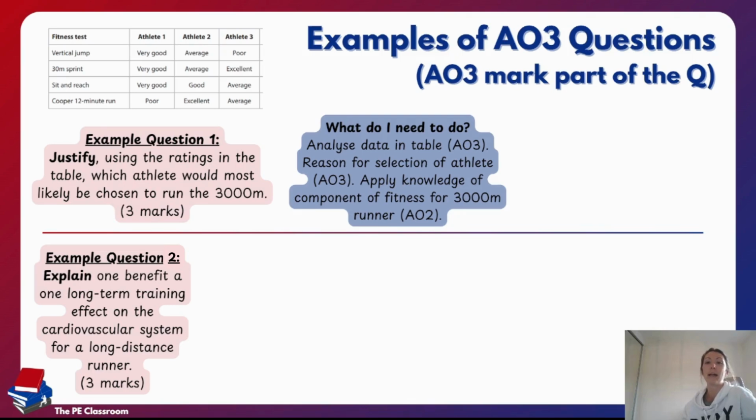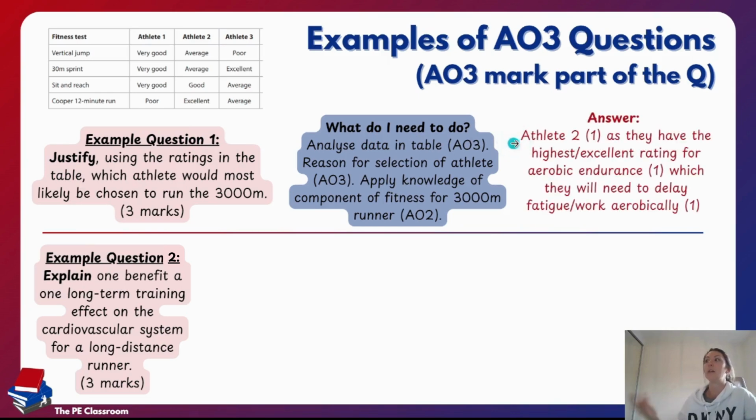So essentially you're being asked to link the 12-minute Cooper test result to what a 3,000 metre runner would need, and that is obviously aerobic endurance. So essentially linking the Cooper test for aerobic endurance and knowing that aerobic endurance you need for a 3,000 metre race. So applying that knowledge basically. For the last mark, you would need to further justify the need for aerobic endurance for this athlete. So essentially why does a 3,000 metre athlete need to have a good Cooper run test result.